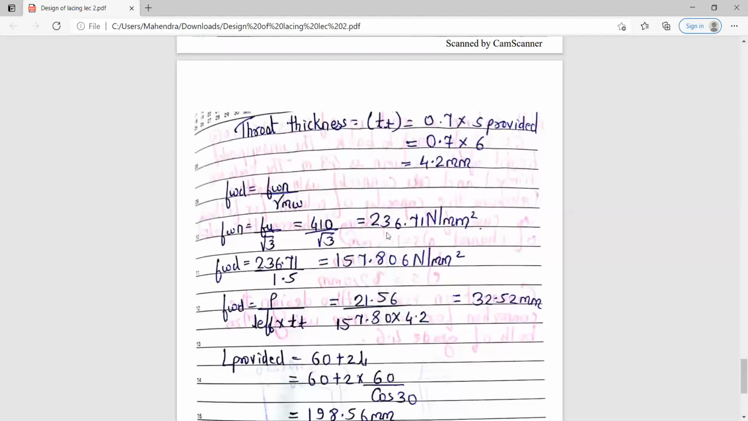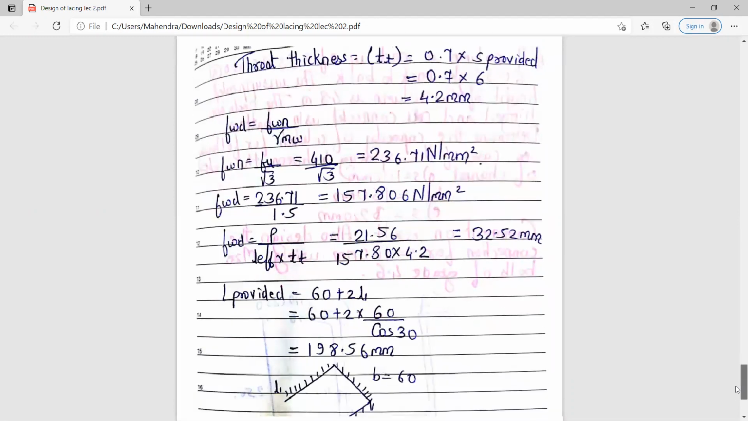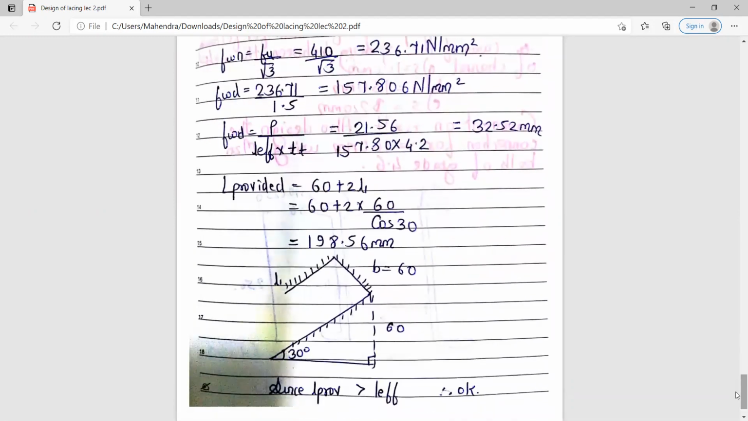Then after that we need to calculate fwd. So for fwd, fwn, that is 236.71, upon the partial safety factor, that is gamma m, that is 1.5 for the welded connections, from table number 5, page number 30 of your IS code. So the value of fwd you get is 157.806 Newton per mm square. Or you can calculate fwd by P upon L effective into throat thickness. So P, that is 21.56, upon L effective into throat thickness. So L effective you get is 32.52 mm.